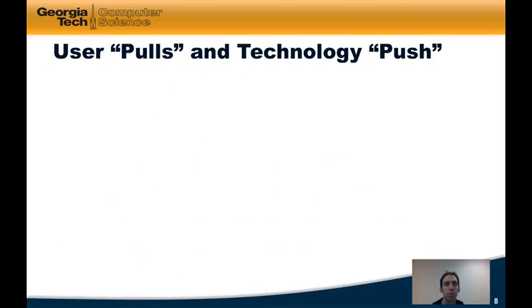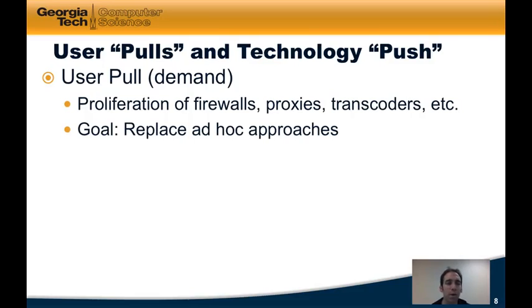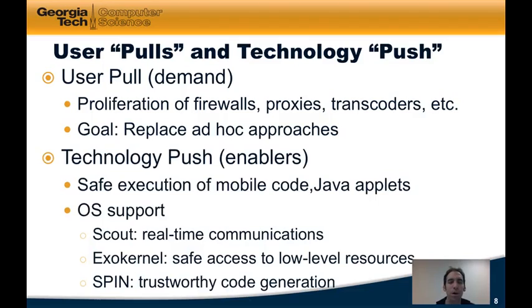Each of these programmable switches might then perform additional processing in addition to forwarding the traffic. So there were both user demands and technology enablers that made active networks compelling at the time. On one side of the coin, the demand side, the proliferation of firewalls, proxies, transcoders, etc. resulted in a lot of ad hoc point solutions to solving various custom packet processing problems. And the goal or the vision of active networks was to replace a lot of these ad hoc approaches with a more unified approach.